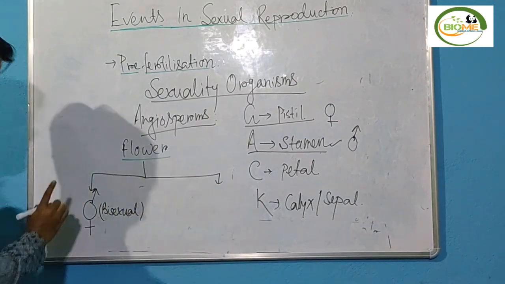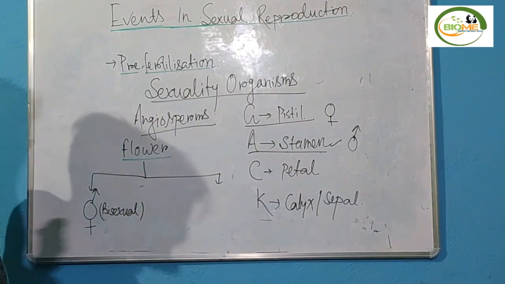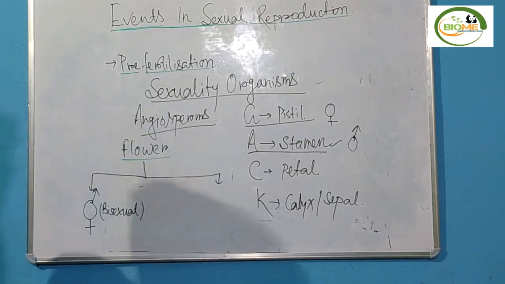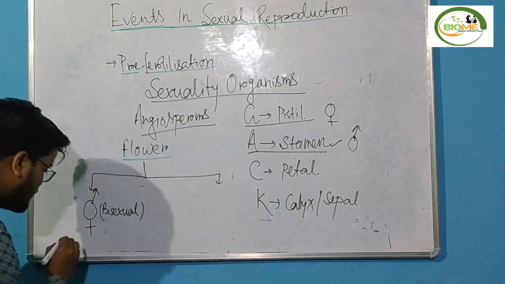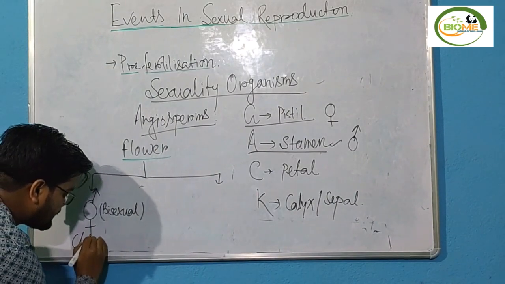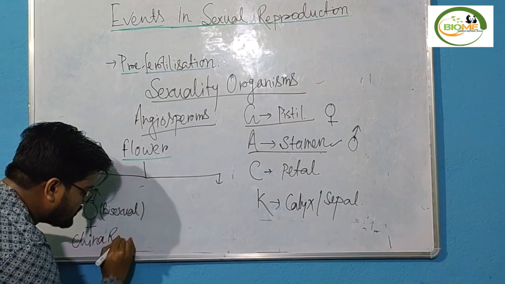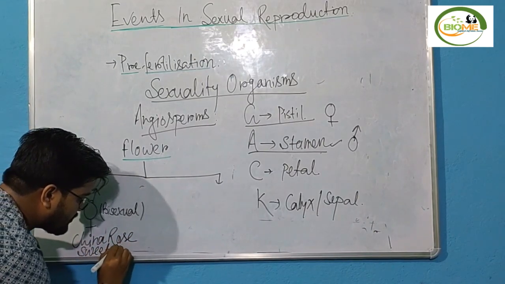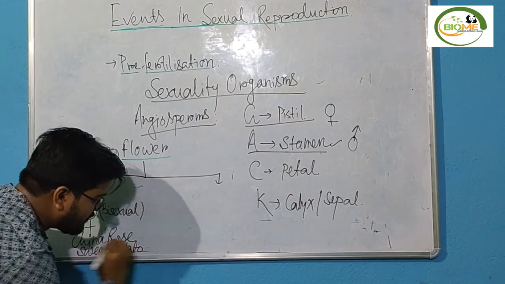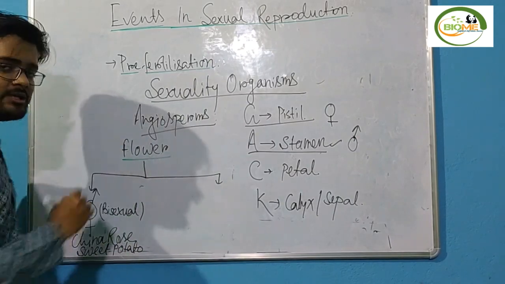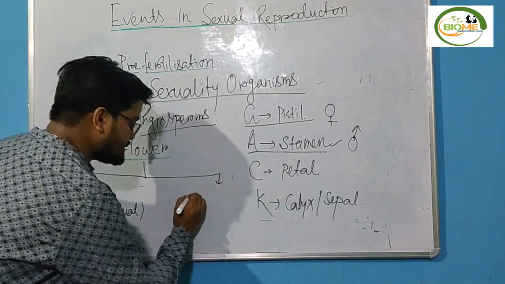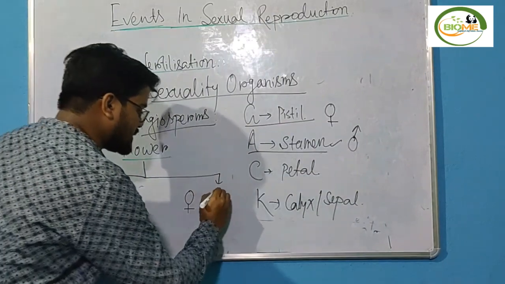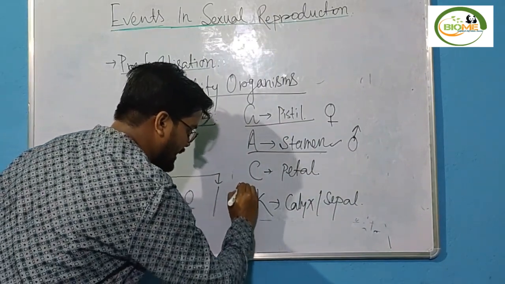Okay, if the male and female part is present in the particular flower together, we can call that flower a bisexual flower. Example, we know already: China rose, sweet potato. And another condition is possible: either that flower has the female part, otherwise the flower has the male part.